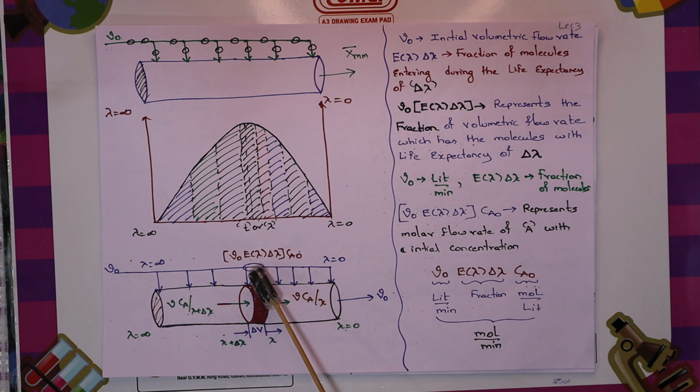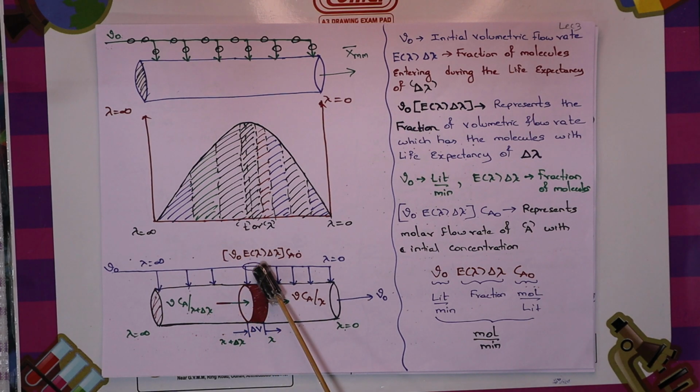And one more thing that is entering here, which is the new molecules, because you can directly compare the residence time. So these are new molecules. These are molecules having a certain life expectancy entering at this particular stage. You can relate the three curves. These molecules will enter this particular stage. So the molar flow rate is defined as nu 0 into E of lambda into delta lambda into Ca0. Ca0 is the initial concentration of reactant which is entering at this particular stage. The exit is nu into Ca at lambda. So two are entering and one is leaving.